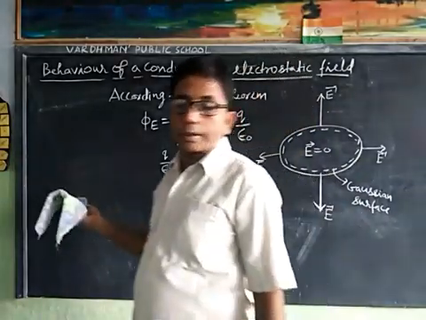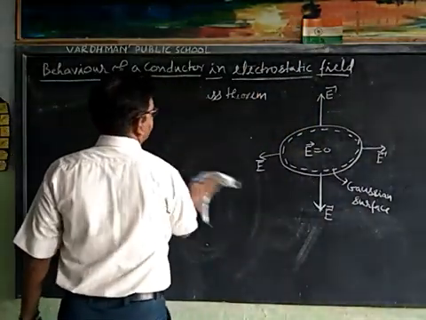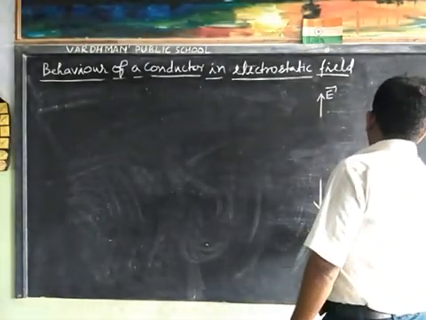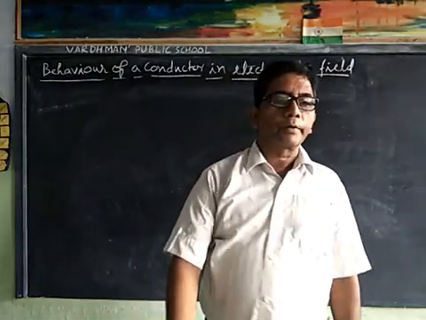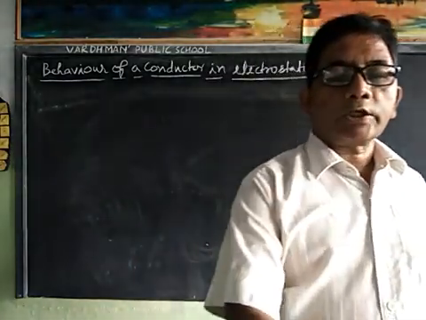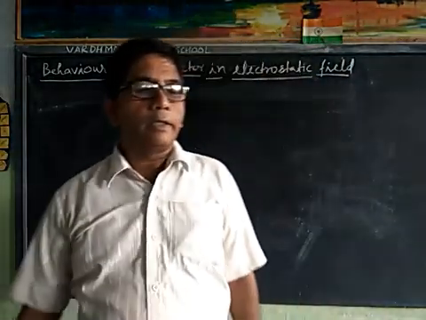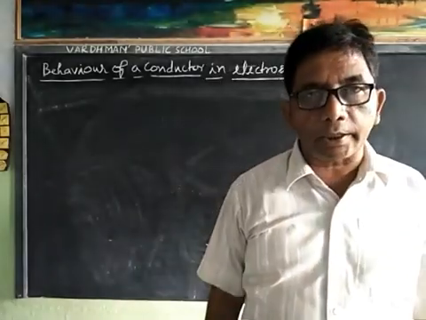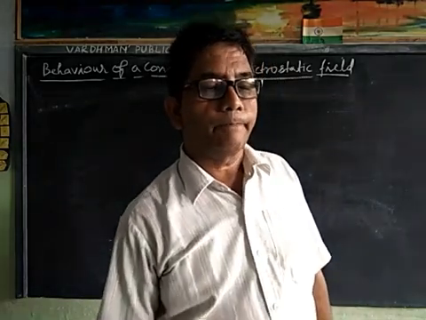Now we will discuss third behavior of the conductor. Third property for the behavior of conductor in electrostatic field: electric potential is constant within and on the surface of the conductor.